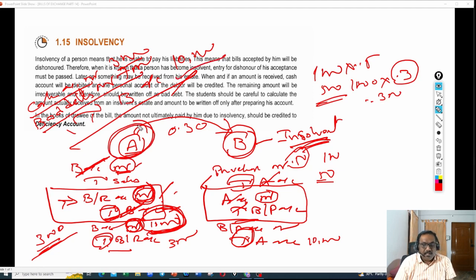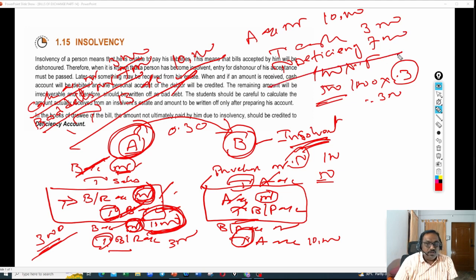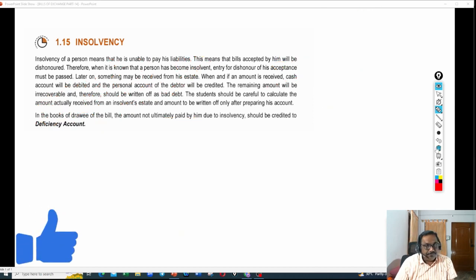What will B write? B is debiting A account, debit 10,000. He is supposed to pay 10,000 rupees: to cash account 3,000 rupees, and the remaining 7,000 he is not going to pay. That will be transferred to a separate account called deficiency account. So this is how the entries are posted when the person becomes insolvent.